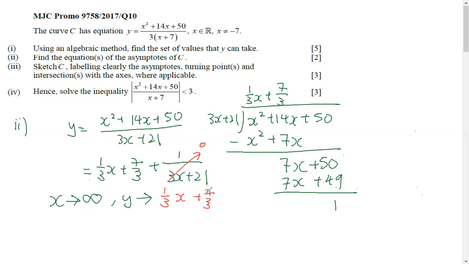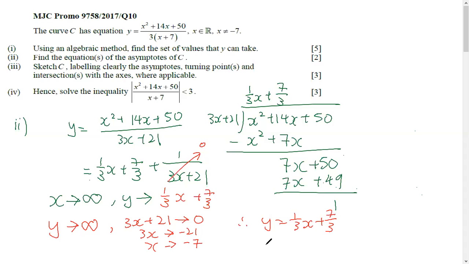Next, when y approaches infinity, or how do I make y go to infinity? To make y infinity, the denominator, wherever it is, must approach 0. So 3x is approaching minus 21. x must be minus 7. Therefore, the asymptotes are y equals 1/3 x plus 7/3, and x equals minus 7. So these are the asymptotes. Very standard stuff. You must know how to do it.